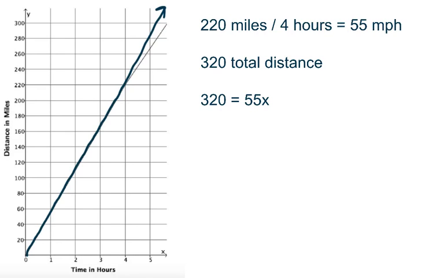But in order to answer that question, we have to know how fast the train was going. What was the speed of the train? We don't have that information directly in the problem. So let's start by figuring that out.